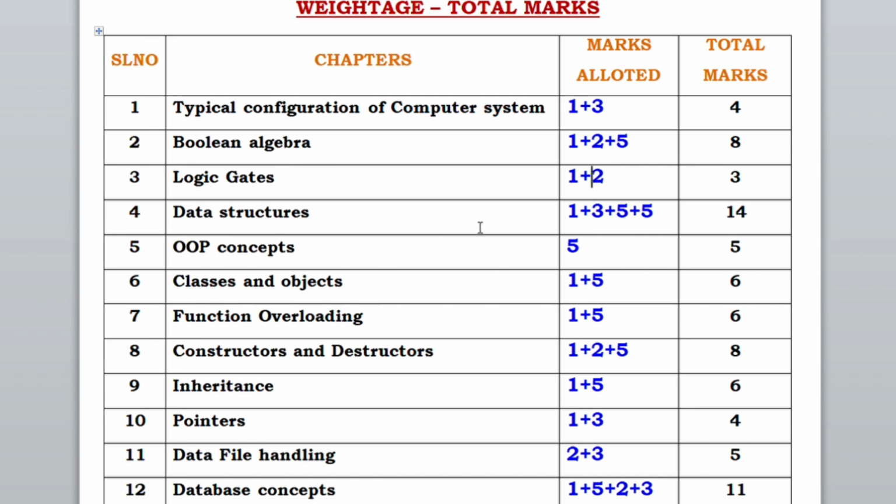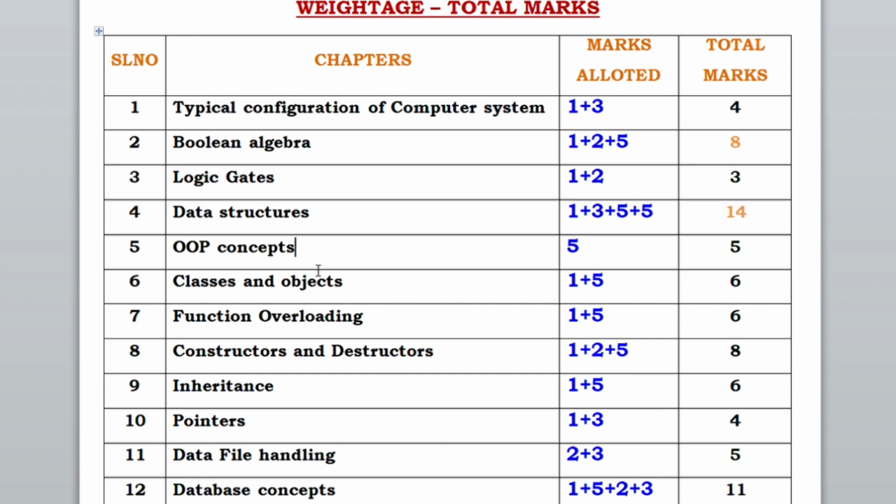Data structures, it is 1 plus 3 plus 5 plus 5. You can understand here you will have 1 MCQ, 1 three-marks question and 2 five-marks questions. So again the most weightage chapter. So here we have this weightage chapter, 8. So let us differentiate that with a different color. Then we have data structures, again the highest weightage.